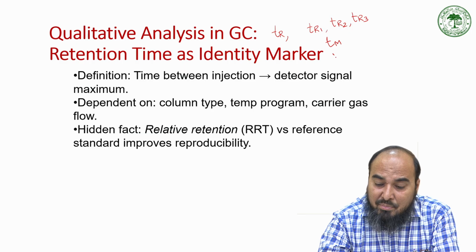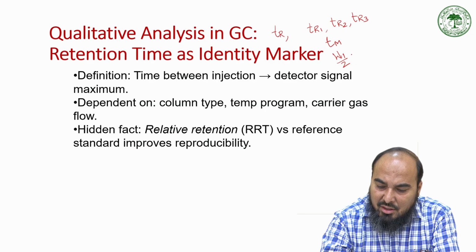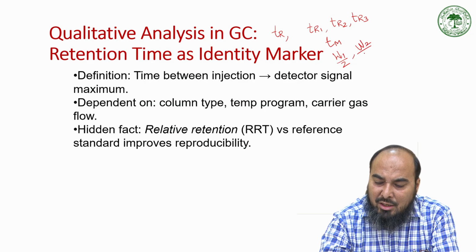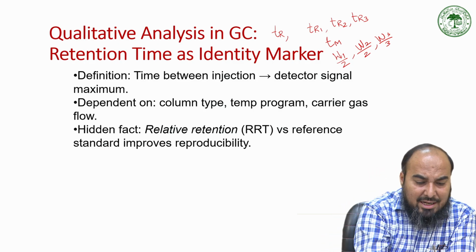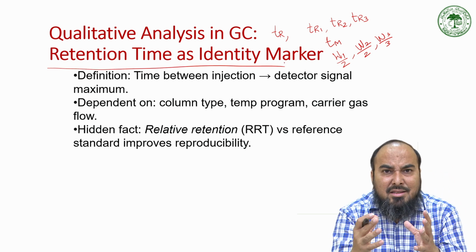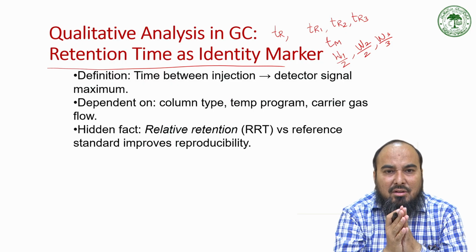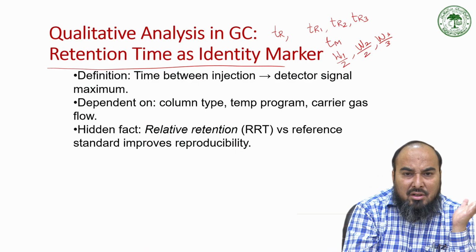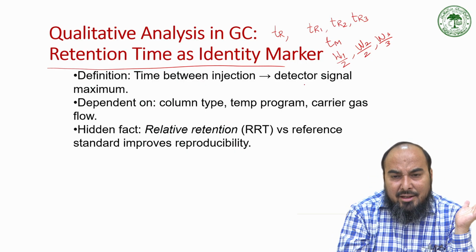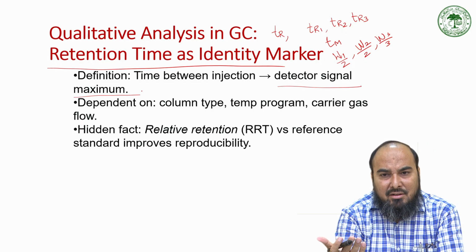Similarly, you have to measure the peak width, sometimes half of that, of each one. If you have more than one, then you can have W1, W2, that is for each component. So retention time is called the most vital aspect of GC, and it is the identity marker. That is why it is called the identity marker. So this TR actually tells you about the evolution of the detector signal.